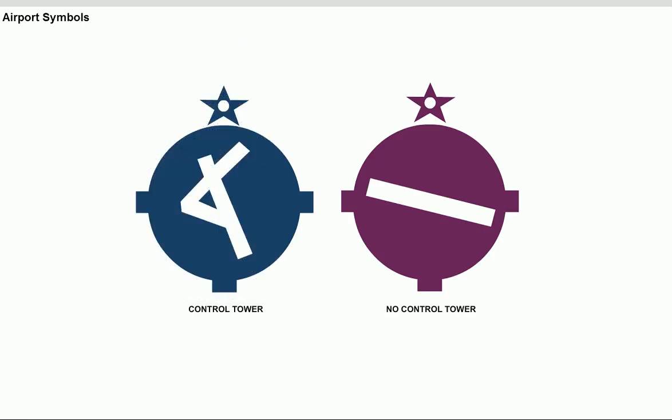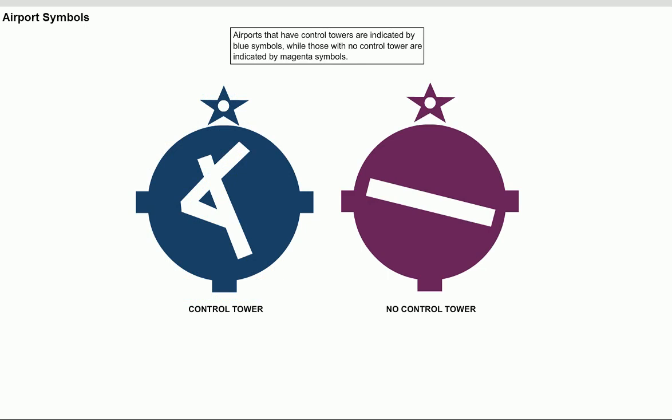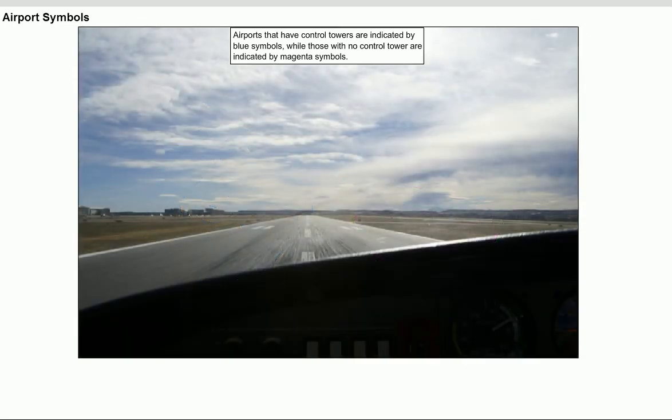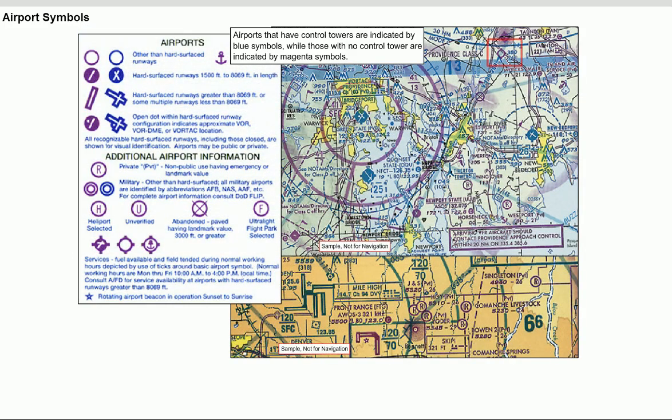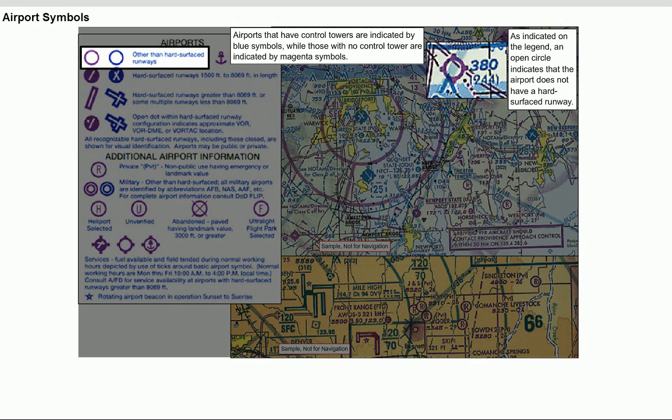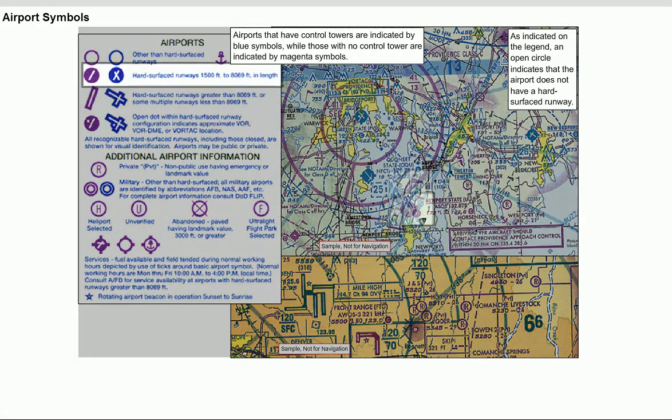Airport symbols are color-coded to indicate whether they are served by control towers. Airports that have control towers are indicated by blue symbols. Those with no control tower are indicated by magenta symbols. You can determine the types of runways at an airport by interpreting the symbol that depicts the airport. For example, an open circle indicates that the airport does not have a hard-surfaced runway.